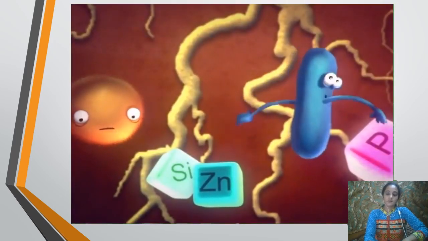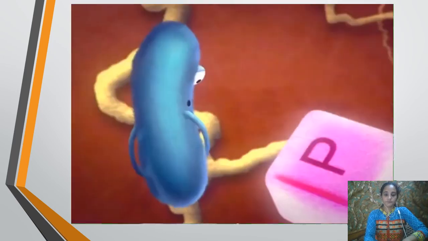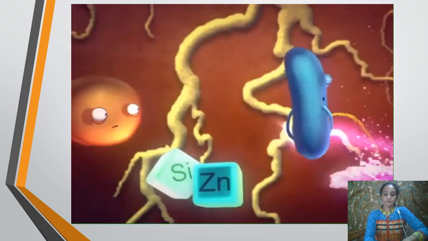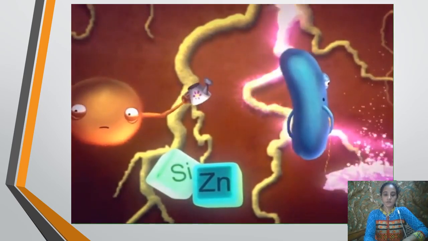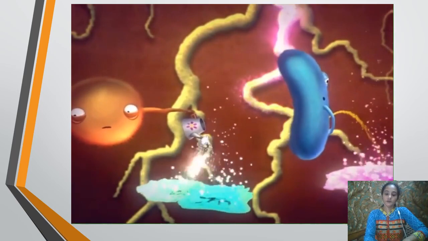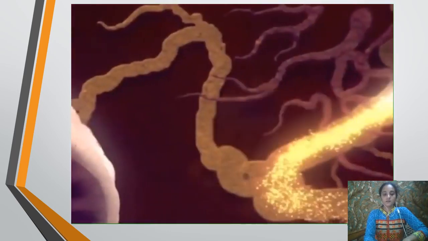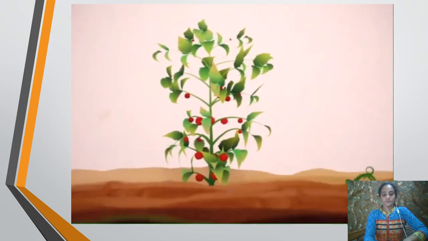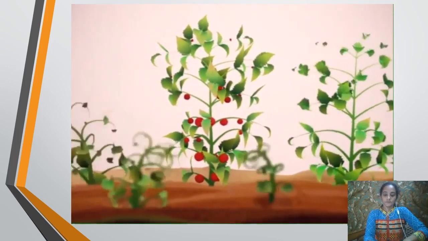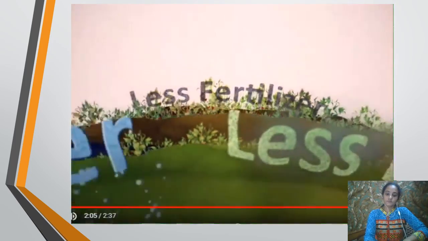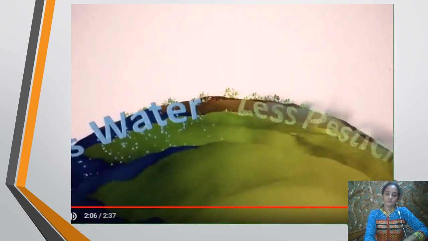Pseudomonads solubilize the different minerals, such as phosphate contained in the soil, releasing bioavailable phosphorus. Bacilli solubilize silicate and zinc, making it available to the plant. See, they are getting solubilized. The multiple modes of action offered by Earth Alive Soil Activator lead to healthier plants and higher crop yields, obtained with reduced fertilizer, pesticide, and water use.